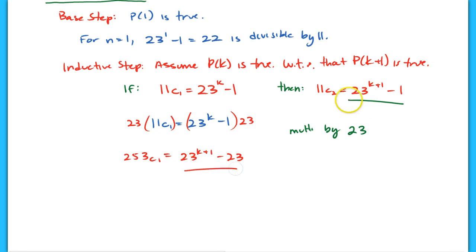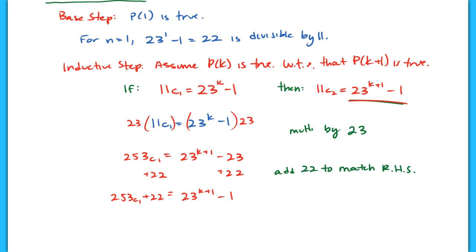Okay, so now from here, I want to try to match the right-hand side. Taking a look at this right-hand side for both of these, I notice that they differ by negative 22. So I'm going to now add 22 to both sides so that I can get the right-hand side at least to match. So now I'm left with 23 to the k plus 1 minus 1, and on the other side, 253 times that constant plus 22. So again, all that I did was add 22 to match the right-hand side here and here.